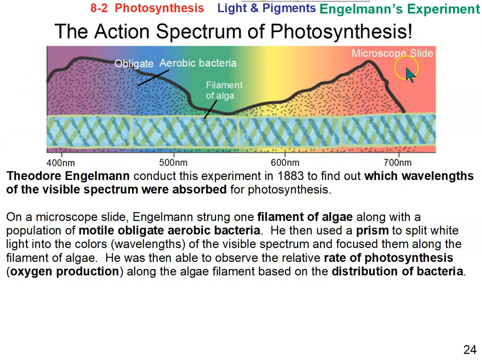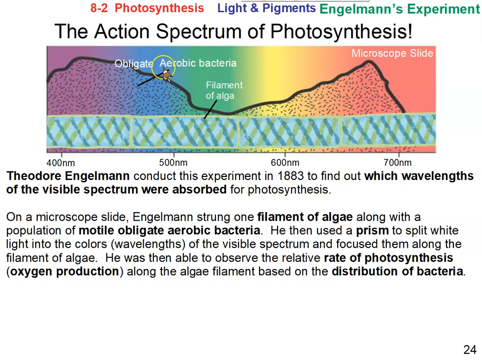And so on this microscope slide, Engelmann laid out a filamentous algae. So this is a filament of algae. Notice there's a cell, cell, cell, cell. Remember, filamentous algae are a chain of cells. And along that filament of algae, he added obligate aerobic bacteria. And if you'll recall, obligate means they have to, and aerobic refers to oxygen. So this is bacteria that has to have oxygen.